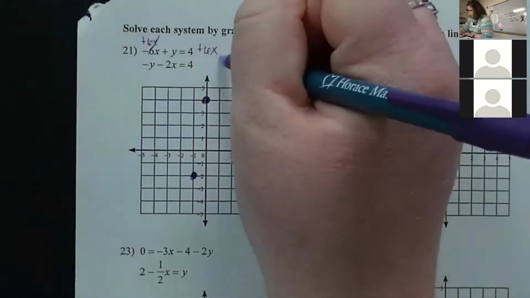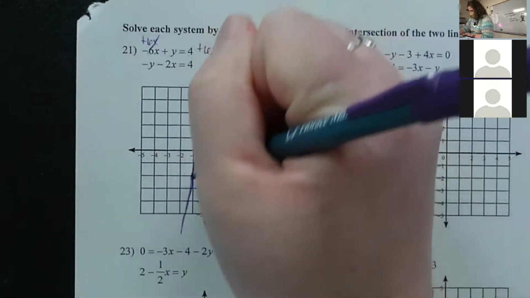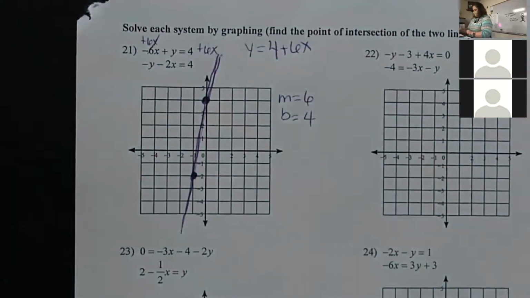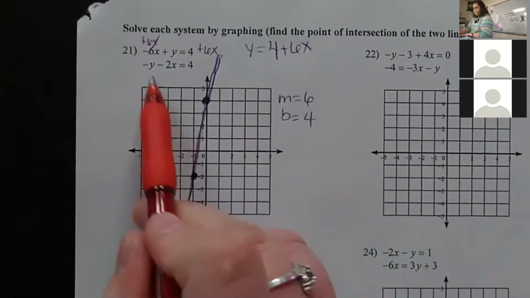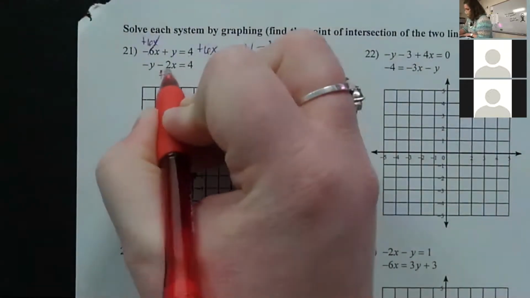Yep. Draw your nice line. Try to make it as straight as possible. Mine's not very good right now. Okay. Now we're going to do the same thing, but we're going to try to get y by itself on my next one. Y is not by itself, is it? No. Plus that 2x over. Love it.